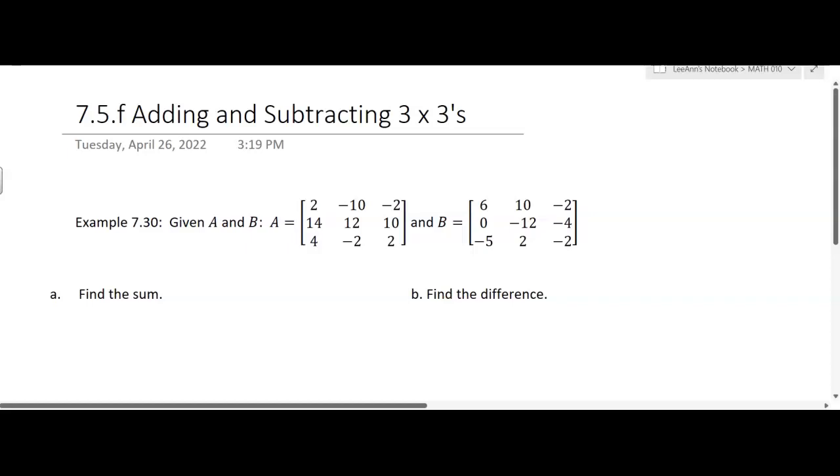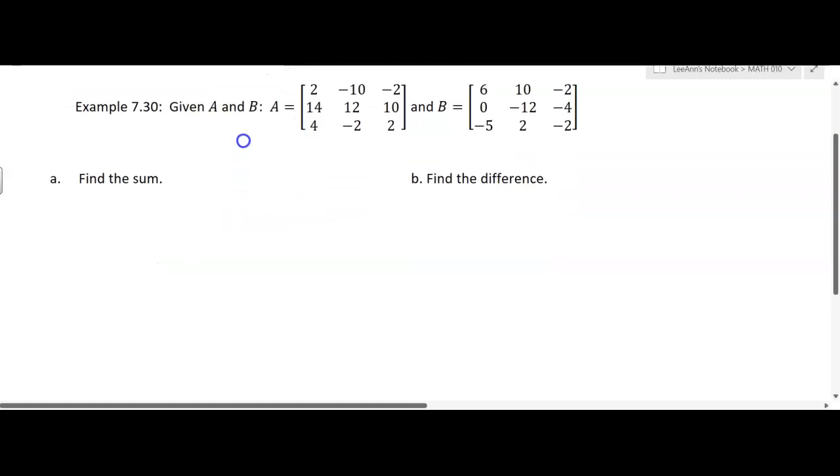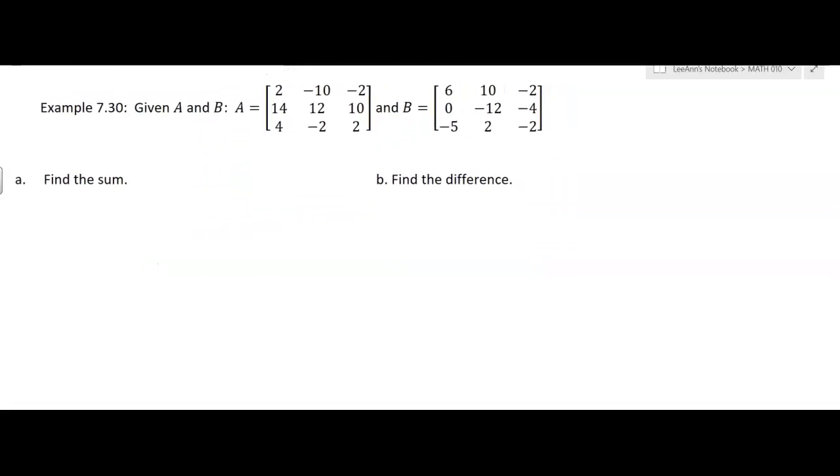Okay, so now we've gone a little bit bigger with our matrices. They're both 3 by 3's, so they do have the same dimensions, and we're going to take the sum and then we're going to find the difference. So here we're going to do A plus B.